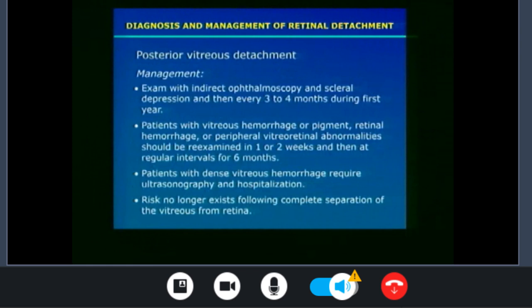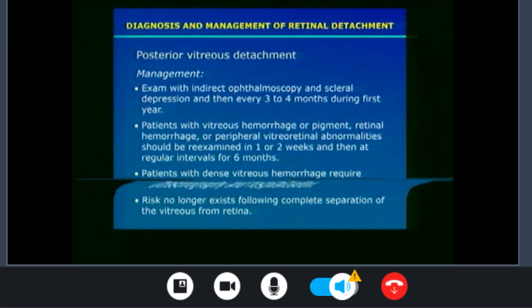So how would you examine this patient who comes to the emergency room with symptomatic BVD? You have to do a careful examination with indirect ophthalmoscopy and scleral indentation. We have to master this technique. And then every 3 to 4 months during the first year.